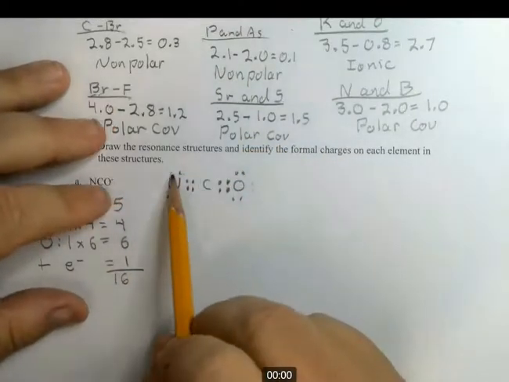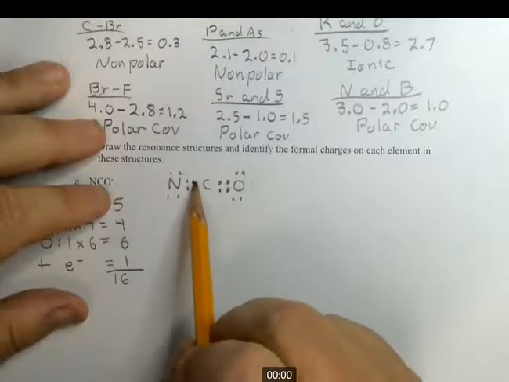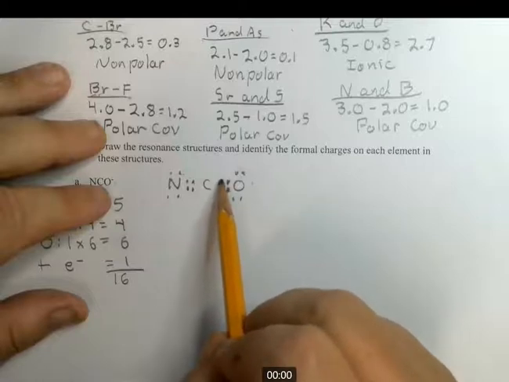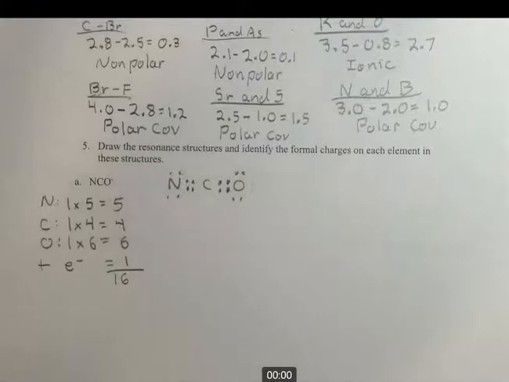So now nitrogen has 1, 2, 3, 4, 5, 6, 7, 8. Carbon has 1, 2, 3, 4, 5, 6, 7, 8. And oxygen has 1, 2, 3, 4, 5, 6, 7, 8. And we've used 16 electrons. So that's a perfectly valid Lewis dot structure.